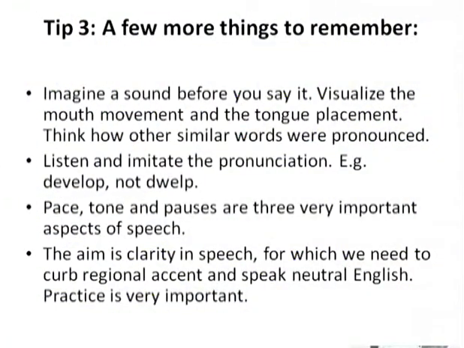A few more things to remember. Like we said, imagine a sound before you say it. Visualize the mouth movement and the tongue placement. Listen and imitate the sound and the pronunciation, like develop and not dwelp. Pace, tone and pauses are three very important aspects of speech. The aim is clarity in speech, for which we need to curb regional accent and speak neutral English. Practice is very, very important. That's what we've said. These are pronunciation tips that we need to always remember.